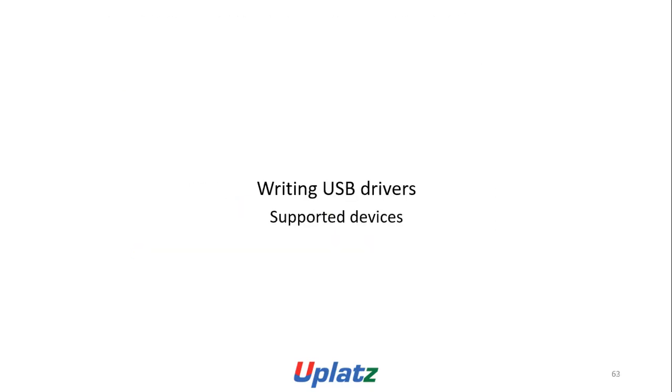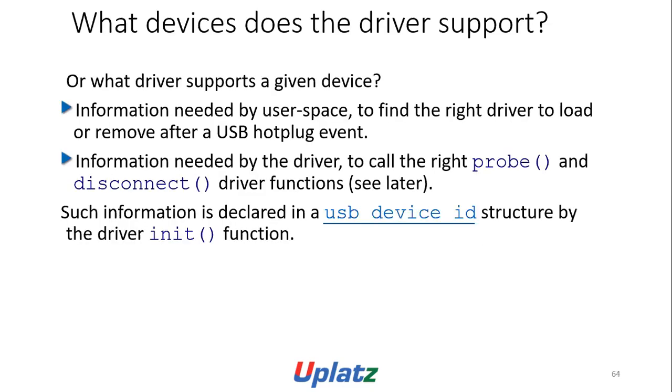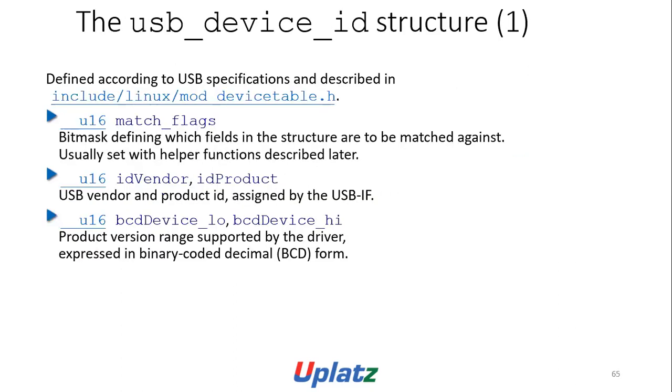Writing USB drivers: supported devices. What devices does the driver support, or what driver supports a given device? Information needed by user space to find the right driver to load or remove after a USB hotplugging event. Information needed by the driver to call the right probe and disconnect driver functions. As we will see later, such information is declared in a usb_device_id structure by the driver init function.